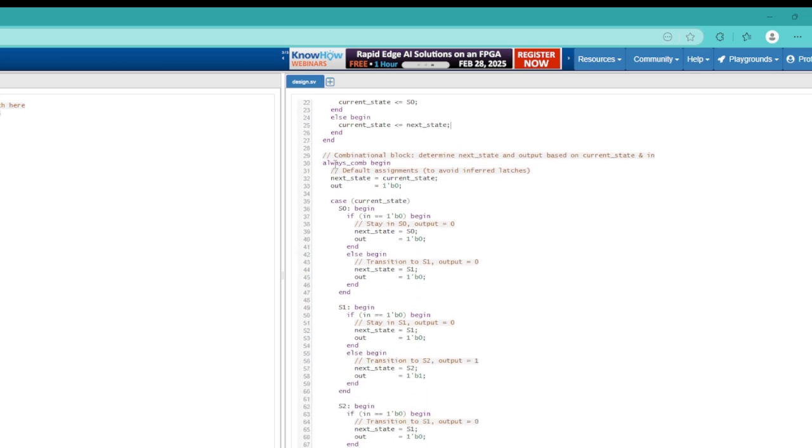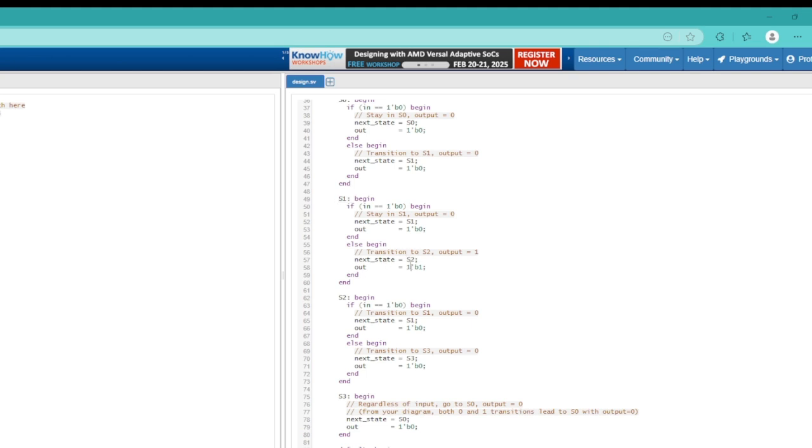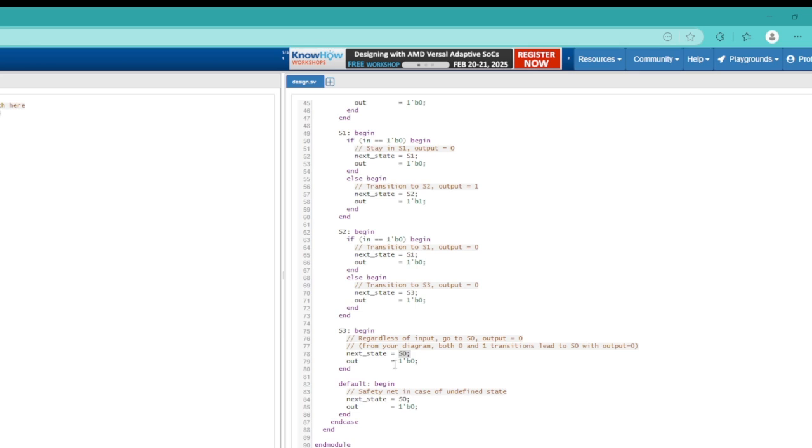Combinational logic, always_comb. We first set default values for next_state, to remain in the current state, and out, to 0. A case statement checks the current state and input in. For each state and input pair, we update next_state and out as per the state diagram. The key difference from a Moore machine is that the output out is assigned inside each transition condition, reflecting the fact that in a Mealy machine, output depends on both the current state and the input. And we are writing if conditions according to the state diagram.